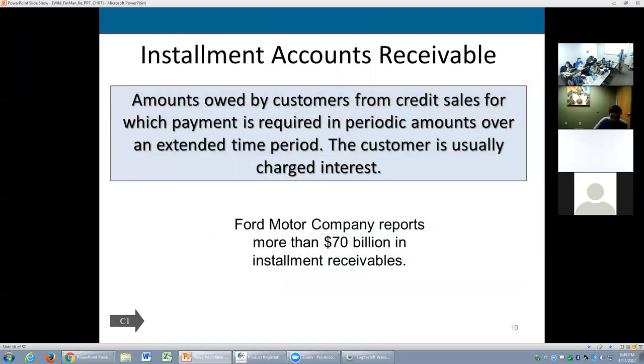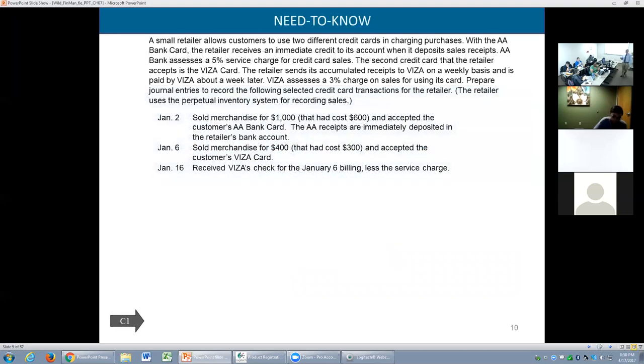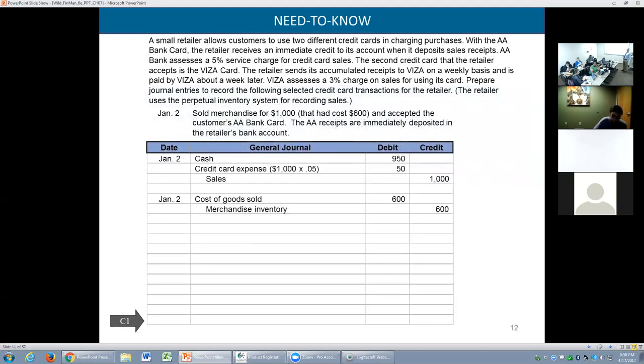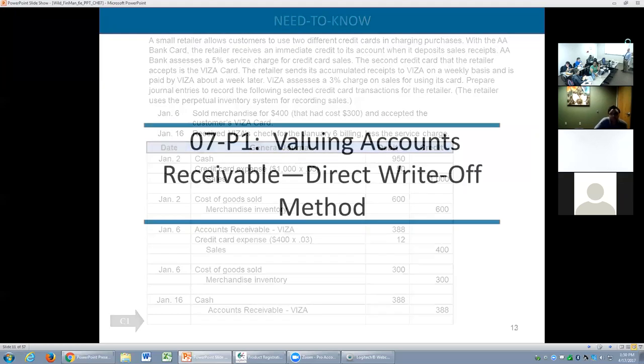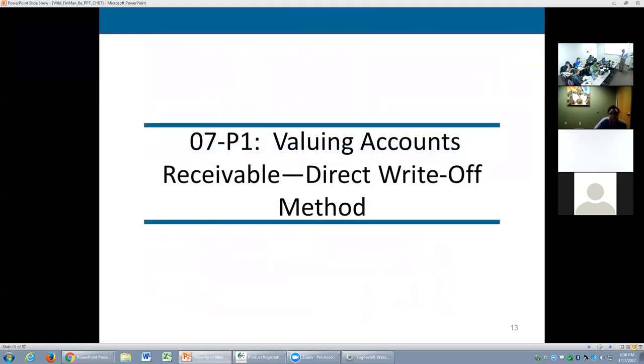So in this example, you're going to want to account for the accounts receivable each time that payment is issued. Remember, you would have to account for the cash amount that was received, as well as a separate item for interest. If you're actually charging interest, you would want to be sure you were accounting for the interest. As always, look at the need to knows that are available in these slides.